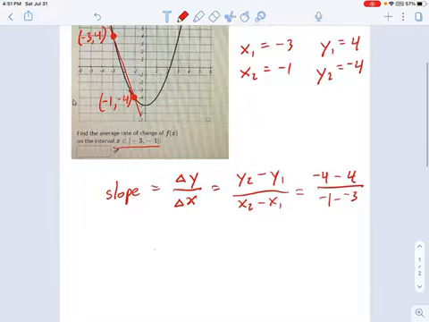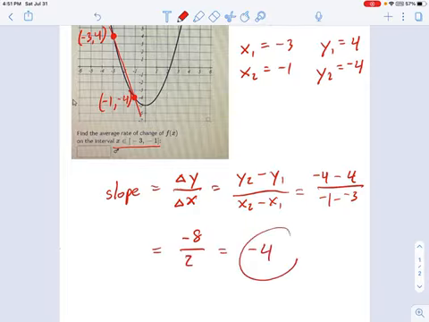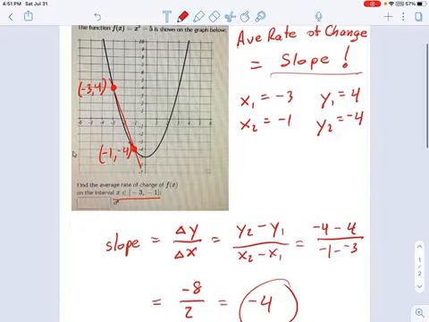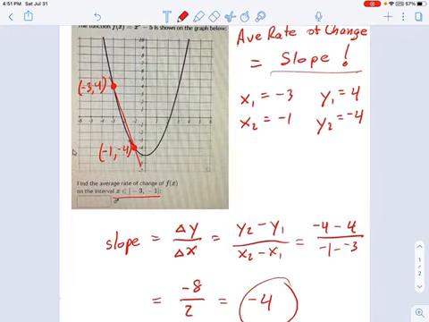Okay, so that is going to be equal to, we have a -8 there, divided by, well, -1 minus -3, I think that's 2 on the bottom. So this is going to be -4. -4 is the average rate of change, which is the same as the slope between these 2 points.